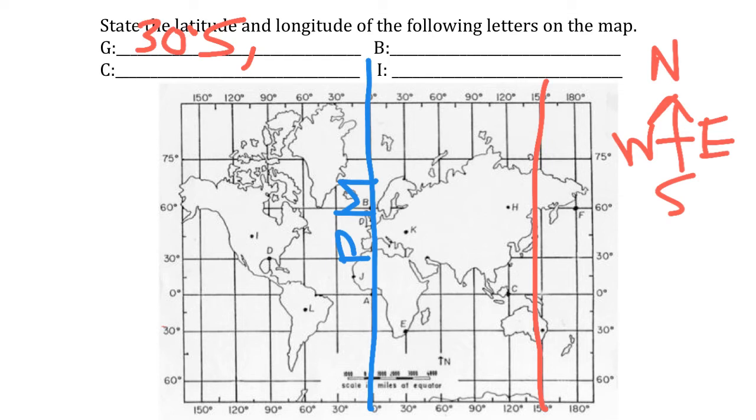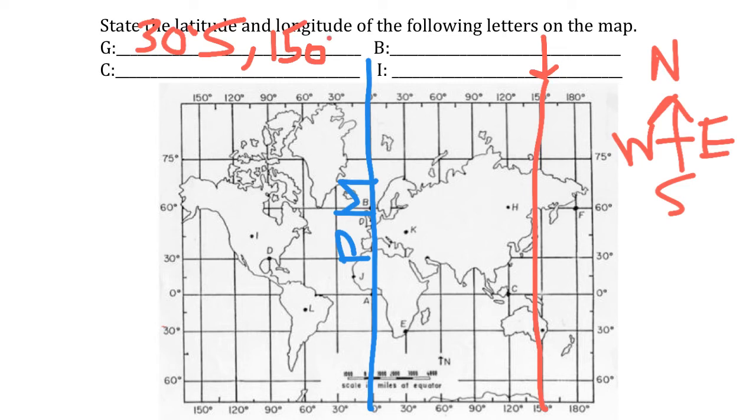So if we look at the numbers at the top and at the bottom of this red line that I've drawn on the map, we can see that point G is at 150 degrees. So I'm going to write that on my paper. So 150 degrees.